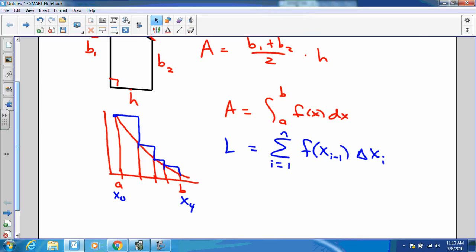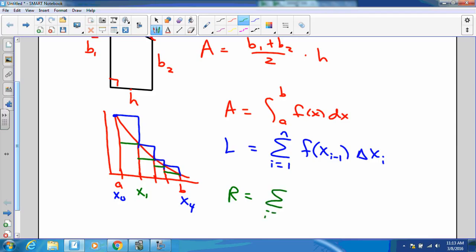Now what about a right-hand sum? A right-hand sum is going to be same song, second verse, but this time instead of choosing the x on the left, I choose the x on the right, starting with x1 and going all the way out to x4. So that when I do that, my right-hand sum looks like this. And inside here, instead of choosing x sub i minus 1, I choose x sub i.